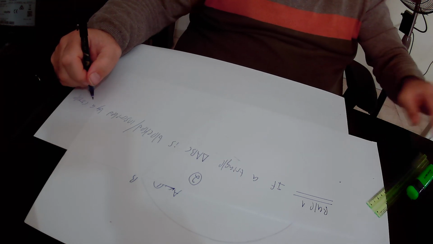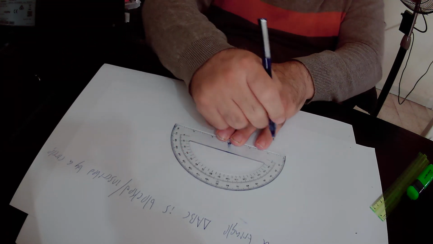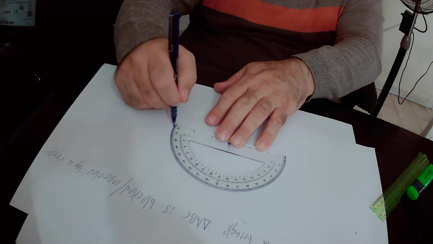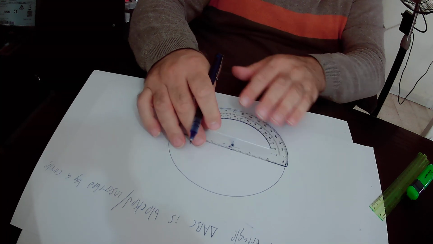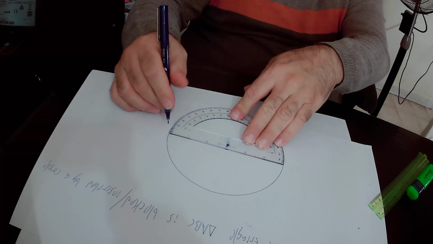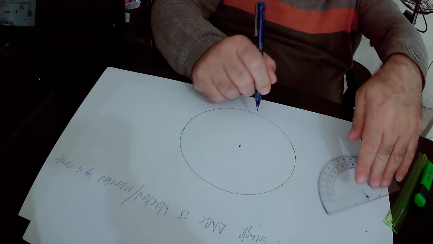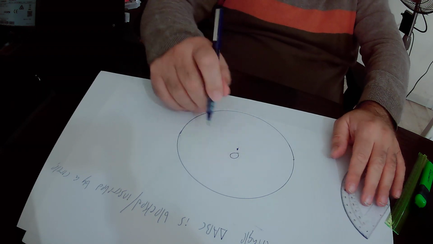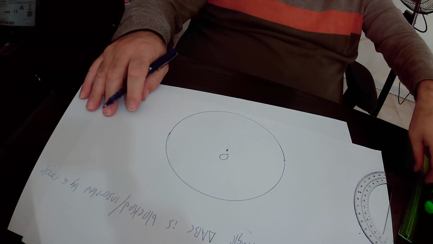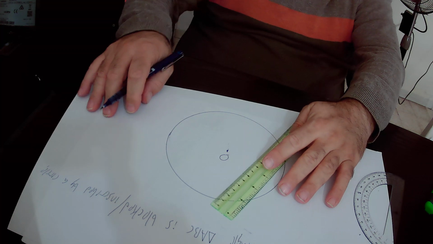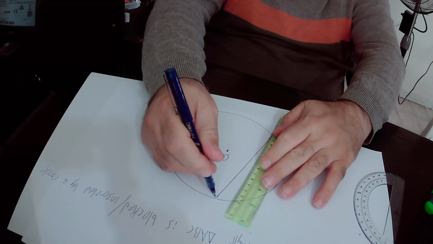So we actually have a circle. Point O is the center of the circle, and inside this circle we have triangle ABC that is blocked or inscribed by this circle. This is triangle ABC.